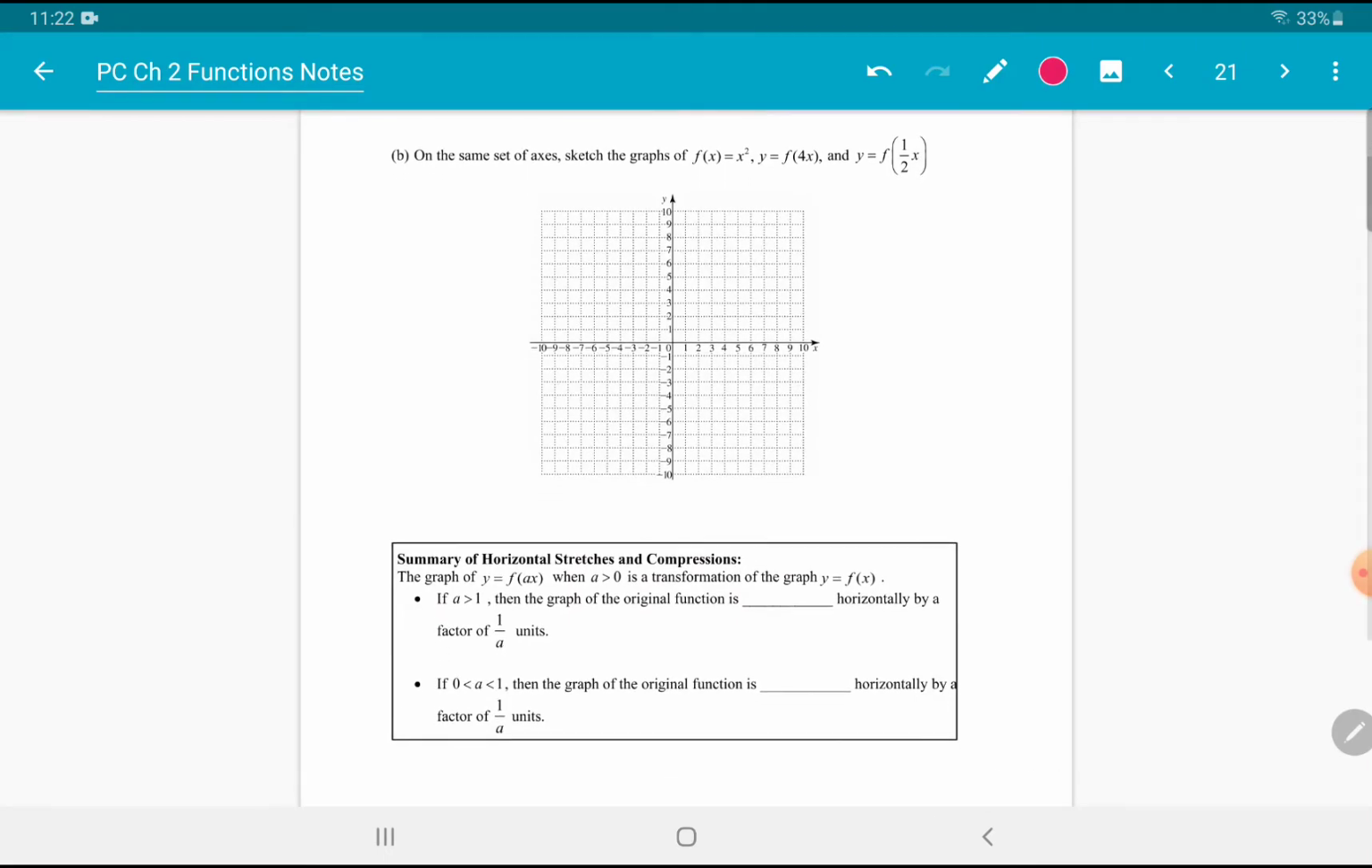Okay? So now you'll notice that we have the parent function y equals x squared. And what we're going to do now is we're going to say y equals f of 4x is the same thing as saying (4x) squared, like that, all within the parentheses. You're replacing the x with the 4x. Okay, so the 4x goes where the x would have gone. Okay, or we'll also have the graph of y equals (half x) squared, like that. Quantity half x squared.